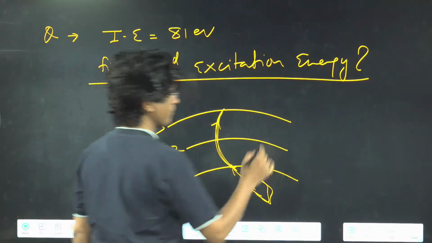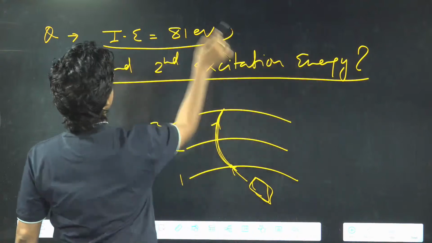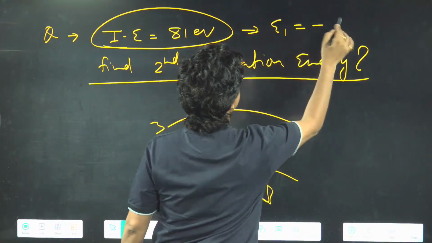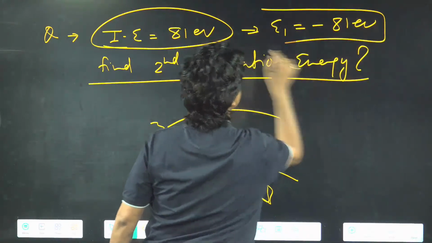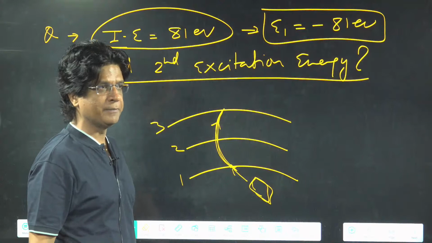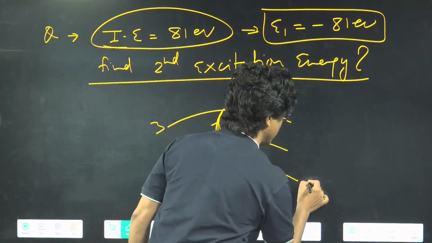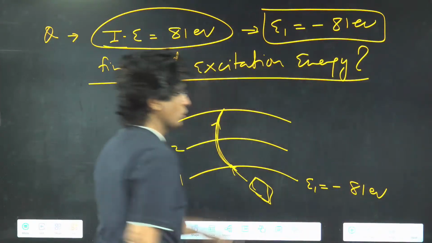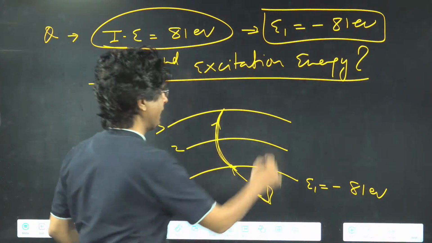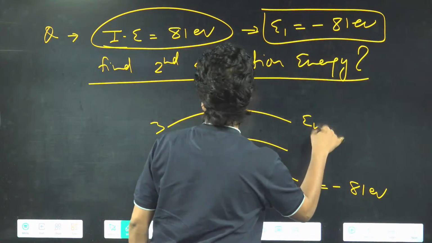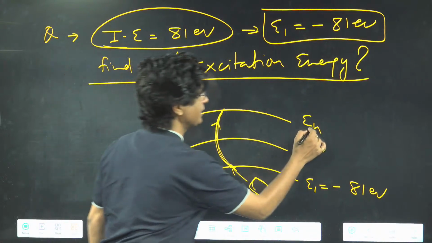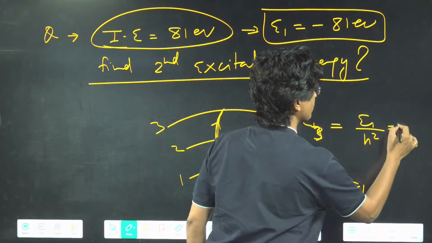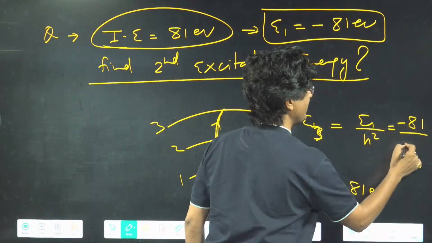What I'm saying is that if IE is 81 electron volt, from here can I say that E1 will be minus of 81 electron volt? Because E1 is equal to minus of IE. So once you get E1, can you calculate this En? Or this is called E3. So E3 will be what? E1 upon n square. E1 is minus of 81. N square means 3 square.